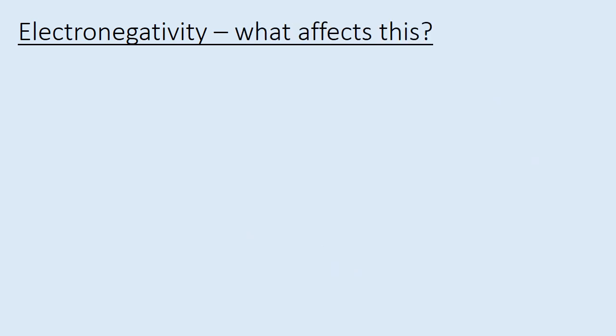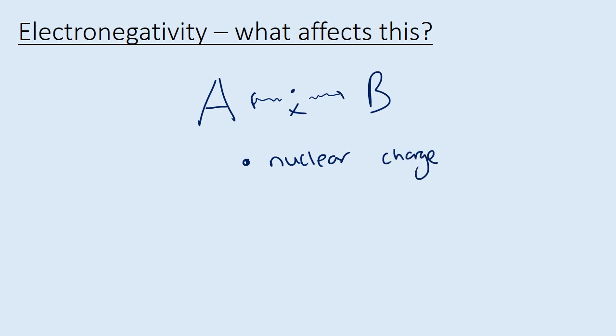So what factors affect it then? So let's think about this. If we've got A and B sharing electrons, what do we know about the ability to pull electrons? It's the same factors we've looked at over and over again. It's the nuclear charge, the radius, and the shielding. So it's those same three factors.